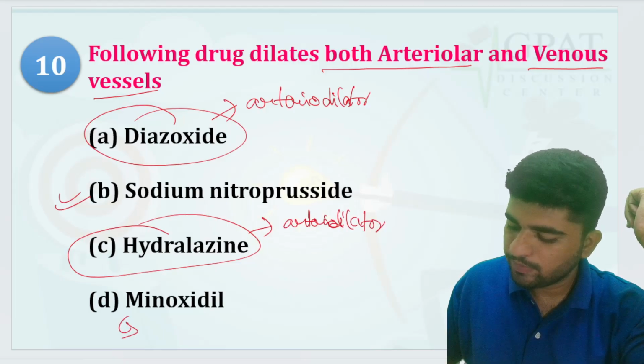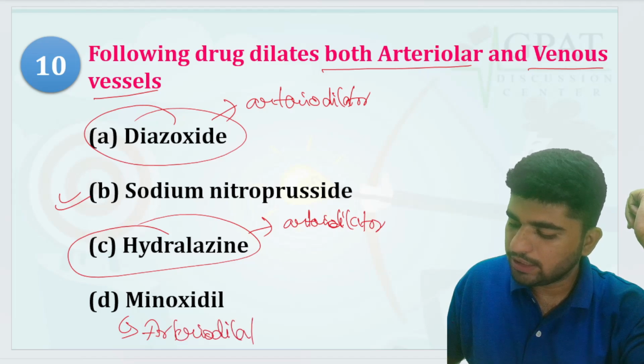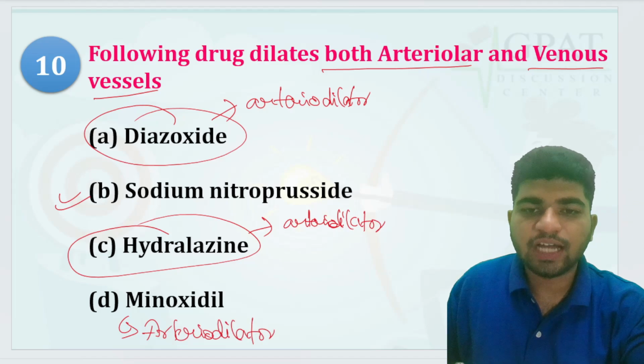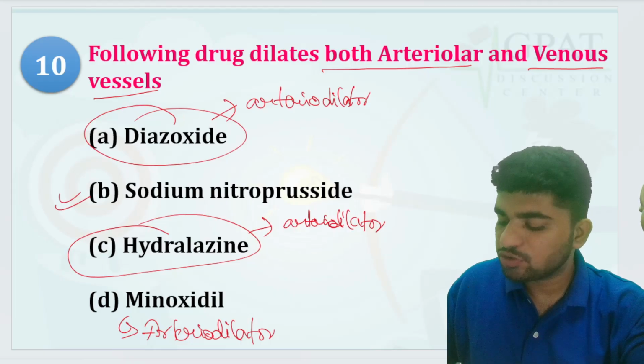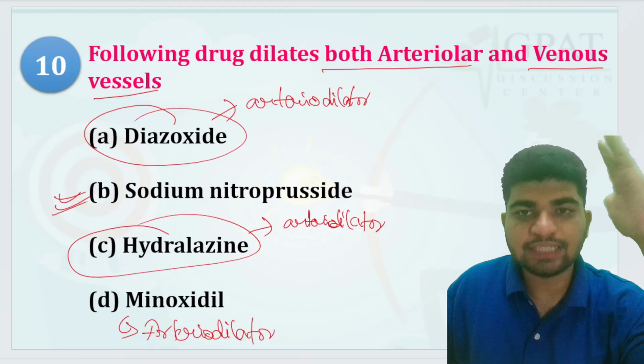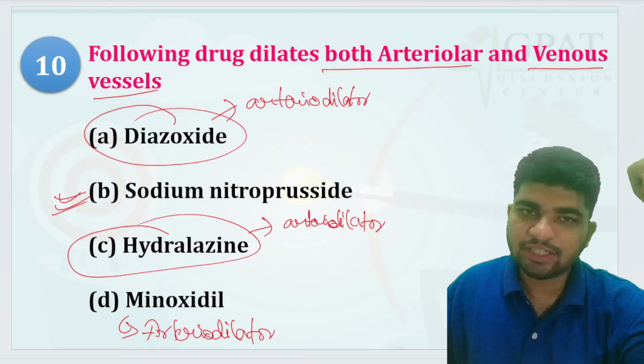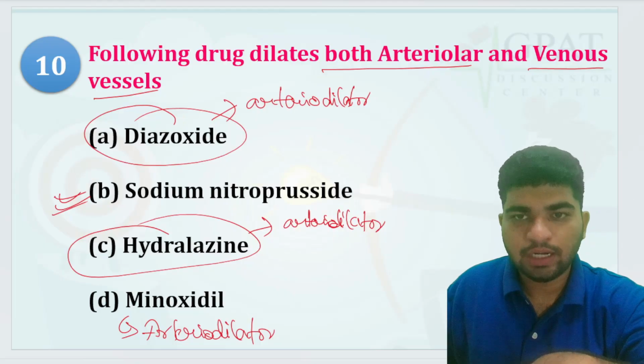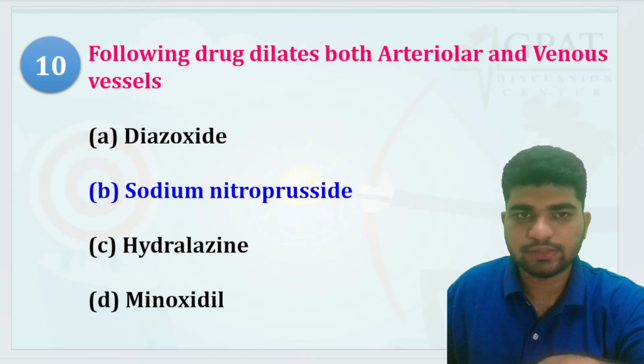Minoxidil is also an arteriodilator. Okay. Whereas sodium nitroprusside is a mixed, that is, it dilates both the arterio and venous vessels.